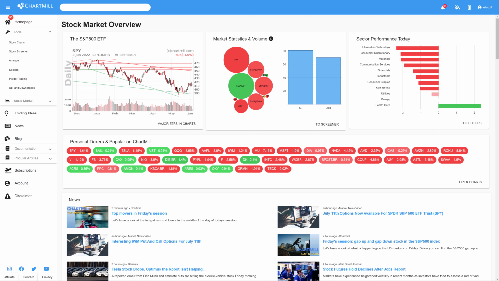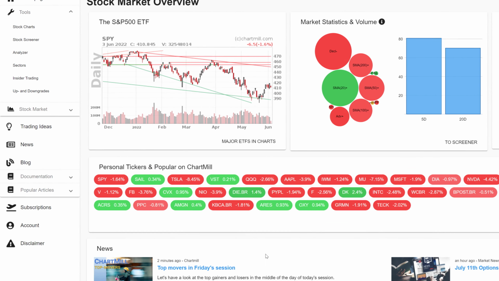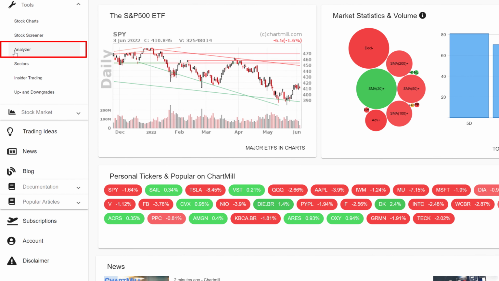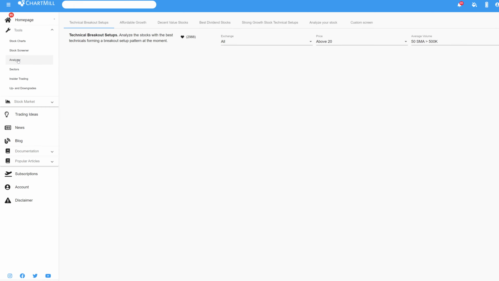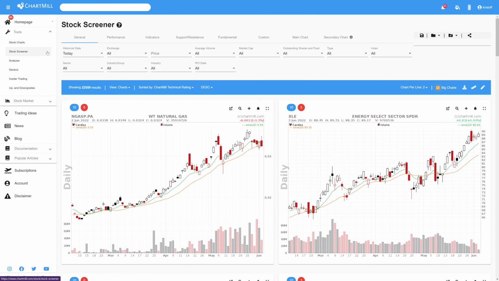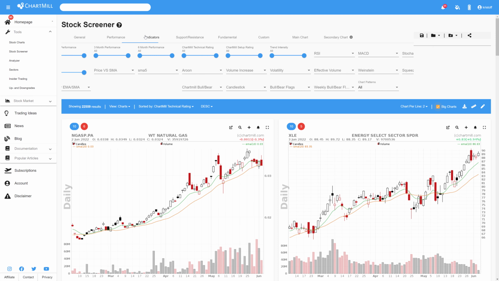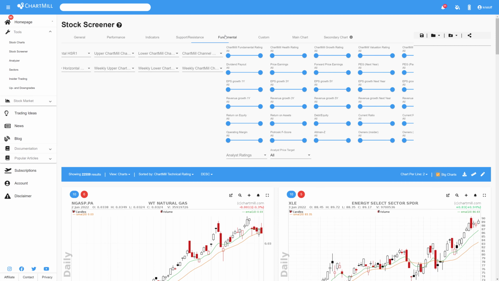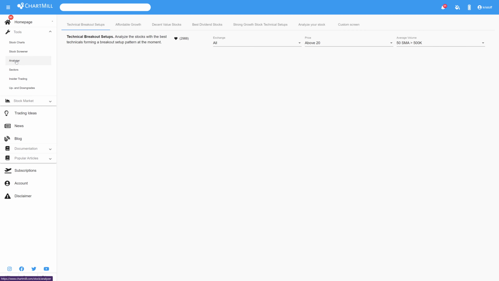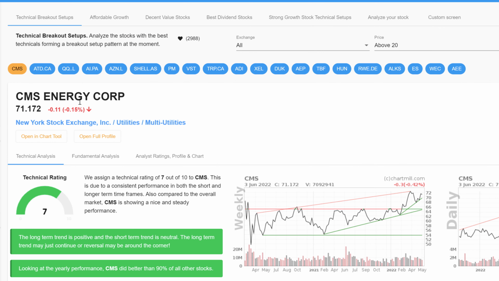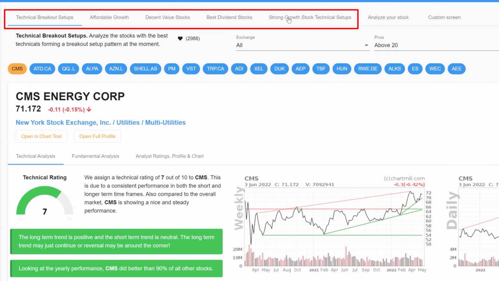So we're on the ChartMill homepage, and first of all we're going to select the Analyzer page from the main menu. This is actually a simplified version of the detailed stock screener page where you can tweak each available filter individually. The Analyzer page, on the other hand, works with a number of predefined filter combinations, and in total there are 5 different options. Technical breakout setups.